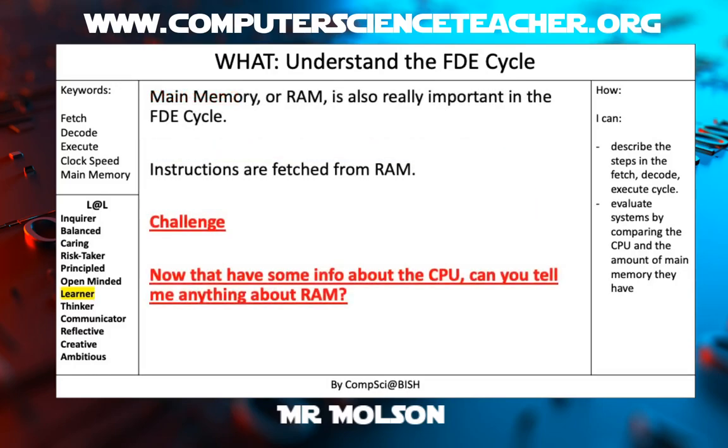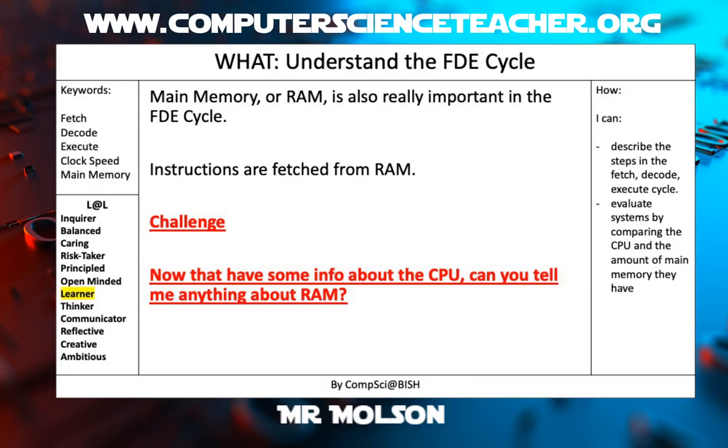Okay. So the other part of the fetch, decode, execute cycle that we talked about was main memory or RAM. Now we talked about RAM a few weeks ago when we talked about different types of storage. RAM is really important in the fetch, decode, execute cycle, because instructions are fetched from it. So the CPU retrieves all of the instructions that tell it what to do from RAM.